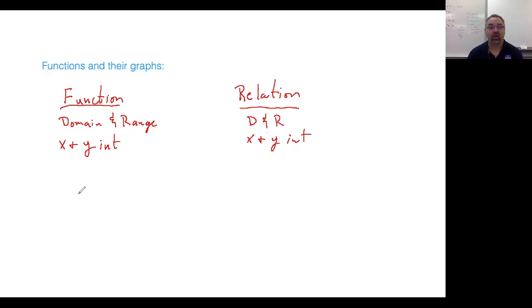So the big difference here, or the main difference, is that in a function, every element in the domain, so the x's, goes to a single element in the range. So for each x in the domain, there is one y that's in the range.